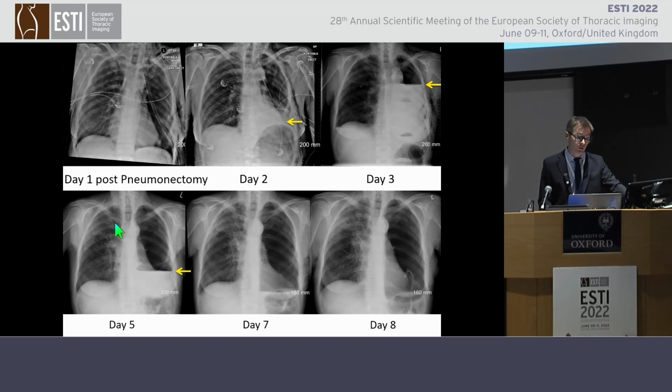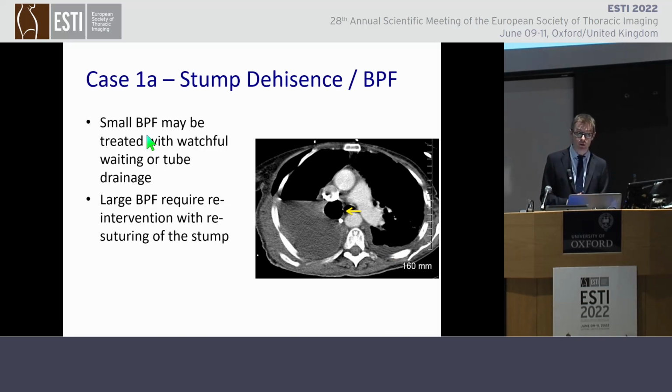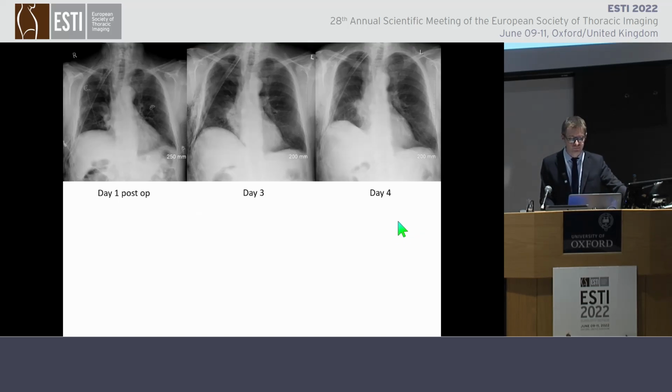And the reason it's dropped is because they've developed a bronchial pleural fistula, which we attempted to drain with a tube, which wasn't successful. We used a very small tube, and the patient went on to have surgical reintervention. So small bronchial pleural fistulas can resolve spontaneously with tube drainage. Larger bronchial pleural fistulas usually require repeat intervention, and that's usually reinforcing the anastomosis or wherever is broken down with vascularized tissue, so omentum or intercostal muscle, to try and close off that hole. And patients do respond quite well to it and get a good outcome if it can be treated effectively.